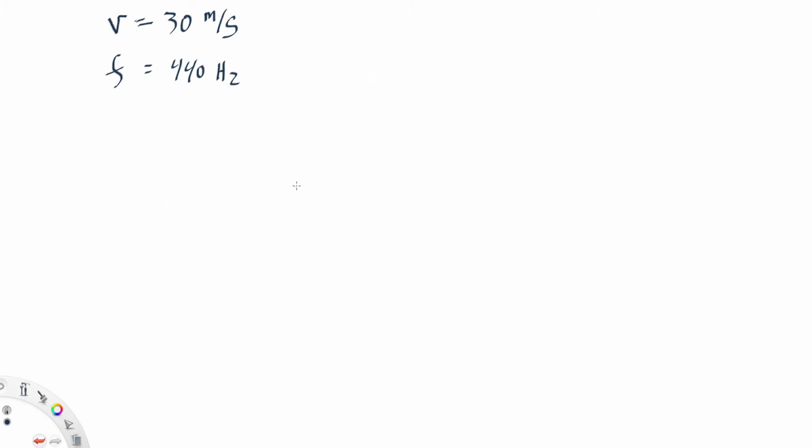So if we are in front of an ambulance, here's the ambulance, and it's emitting these waves. Here is us over here. I have a question really quick. You're saying that the velocity of the ambulance is 30 meters per second? Correct. Okay.